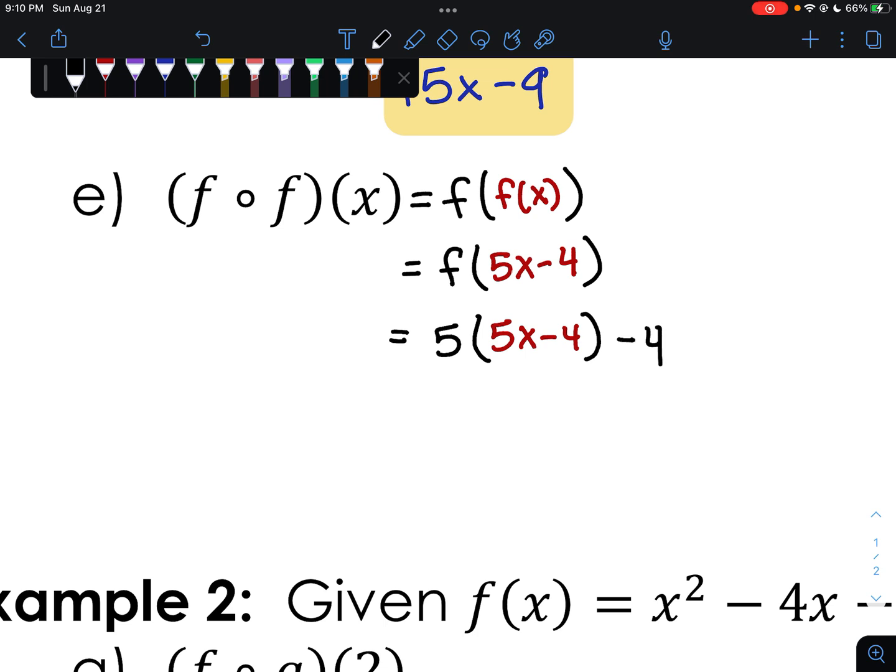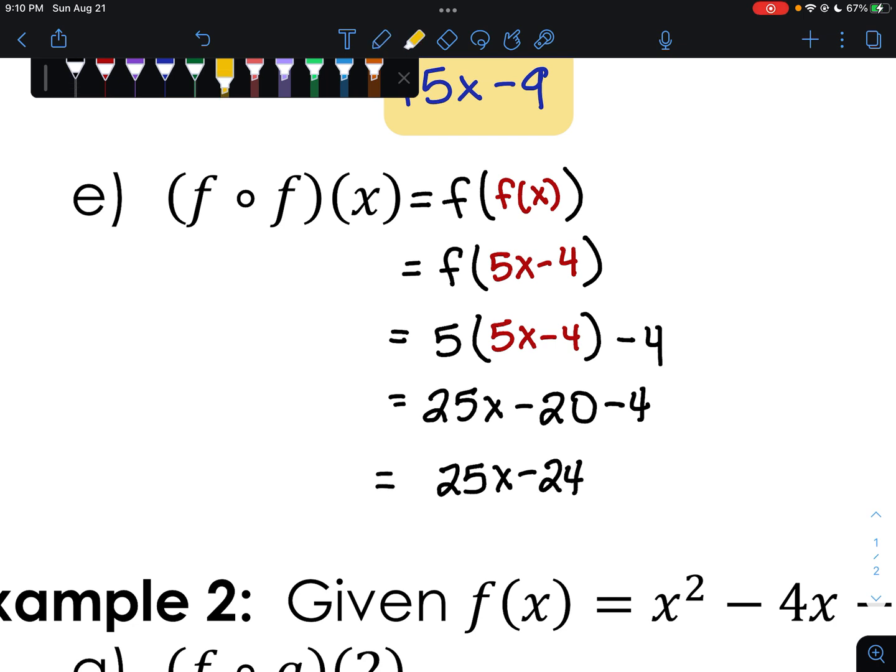Like that. We multiply it out. 5 times 5x is 25x. 5 times negative 4 is a negative 20, minus 4. And we get 25x minus 24. And that would be it.